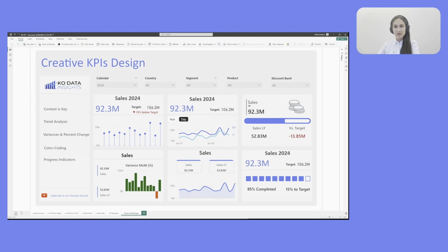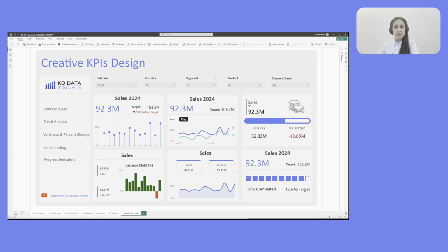So I'll share with you 5 important things that I'm always keeping in mind when designing KPI visuals. These are context, trend, variances, color coding, and showing progress. And I'll deep dive into each one of them one by one, starting with context.